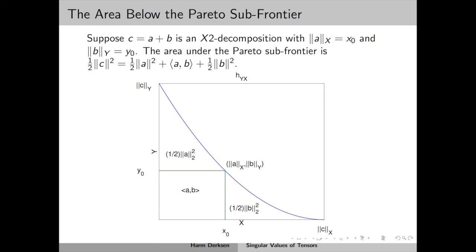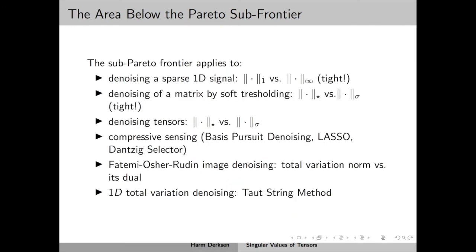Then the area under the whole graph turns out to be exactly half times the square of the Euclidean norm. And if you take the area of this part here, then you get half times the square of the Euclidean norm of B, and so on. So the X norm of C is where this graph ends, and so on. So you can sort of see all these norms somehow in this picture.